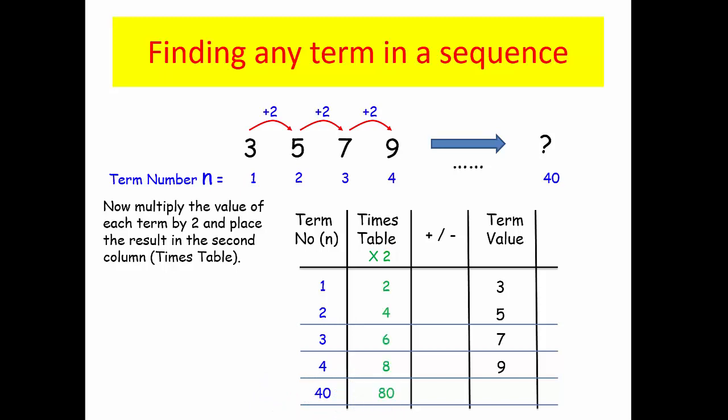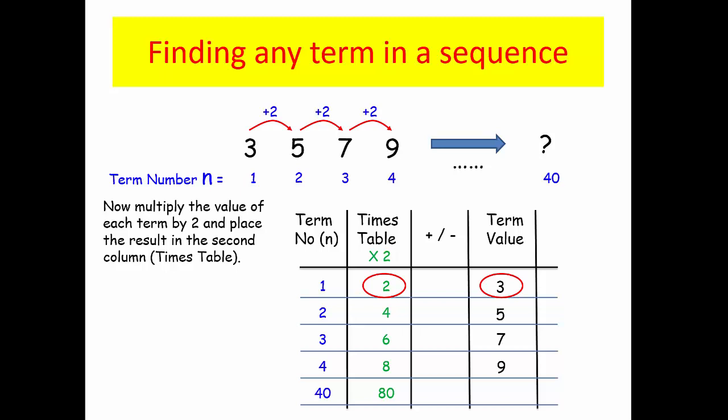So 2 times 1 is 2, 2 times 2 is 4, 2 times 3 is 6, 2 times 4 is 8, and 2 times 40 is 80. Now, if we compare the value in the times table column, 2, with the value in the final term value column, 3, we notice a disparity. They're not the same. We should have a value 3, we've actually got a value 2.